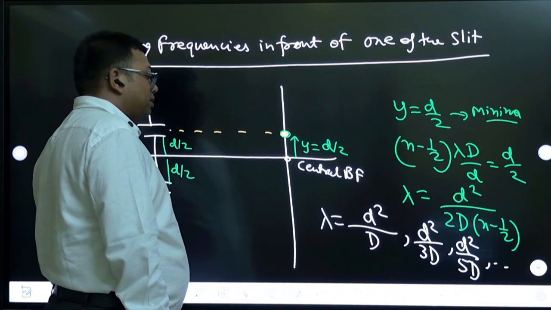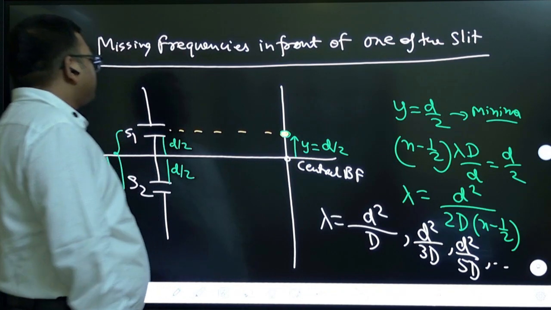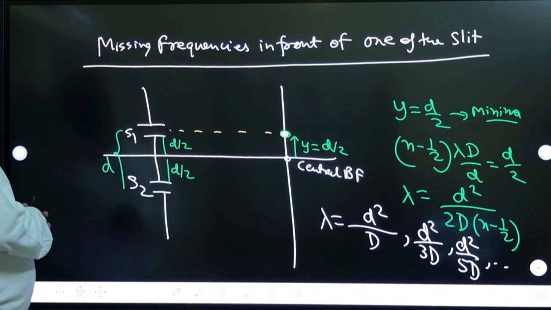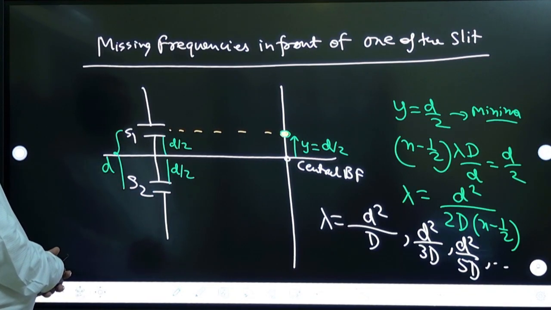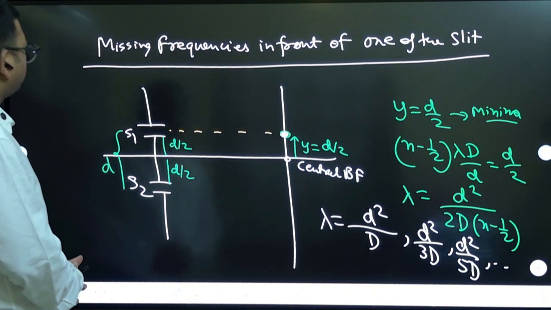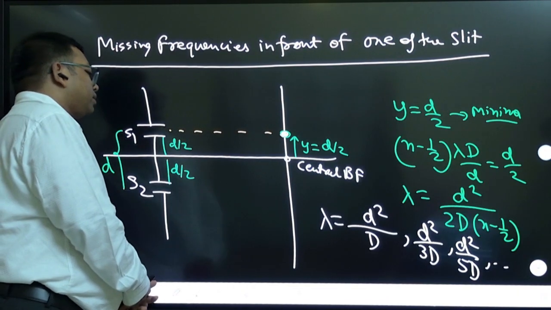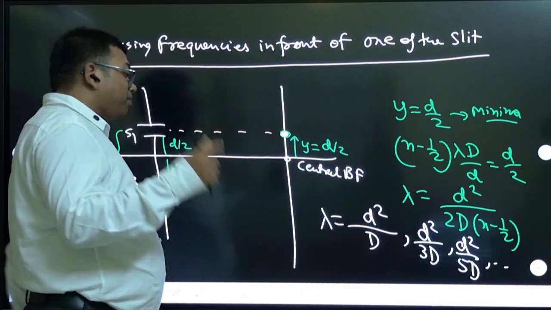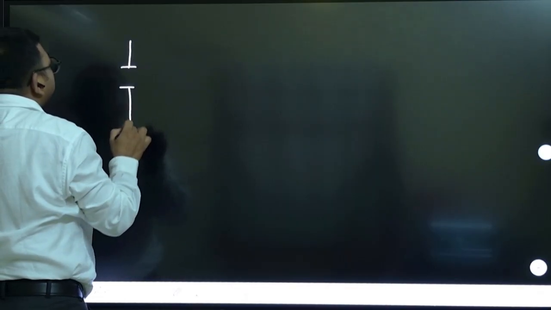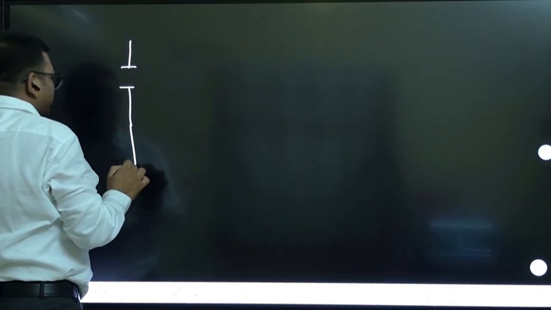Done. What else is remaining in this YDSE setup? I think most of the topics we have covered in YDSE. Okay, so YDSE is over. Then one important thing was missing, that's what I was thinking about. So the slit width. I'm talking about the width of the slit used in there.